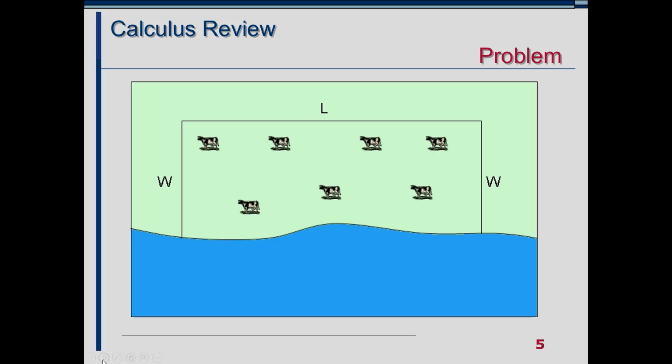So here's kind of a pictorial of what we're looking at. So we can see the side of the river. We're going to assume maybe there's a cliff or something there. The river's really deep and the cows won't try to swim out. So he only has to enclose 3 sides of the pen. So what should be the values of L and W such that he maximizes the grazing area while spending the least amount of money on fence? Okay, so let's go in and look at this.